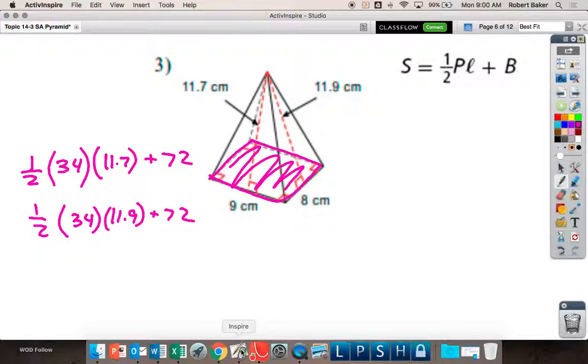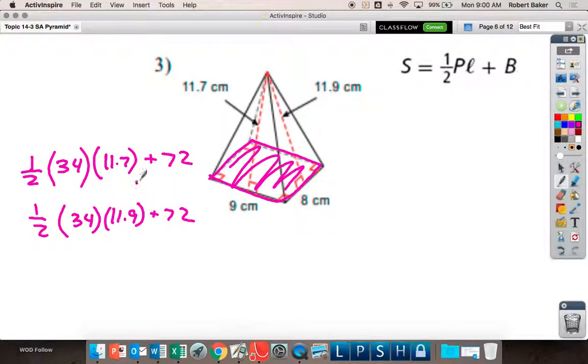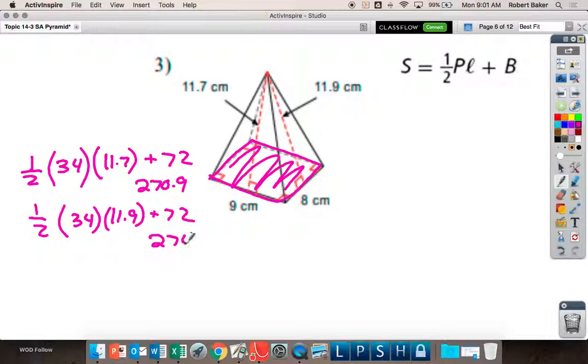I know what you're supposed to do, but what's the issue here? Just choose one. No. We do get two different answers. This one comes back as 270.9, and this one comes back as 274.3. Neither of which is correct. So what are we supposed to do?